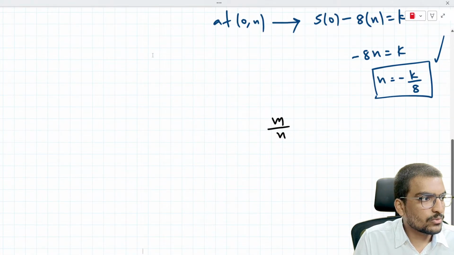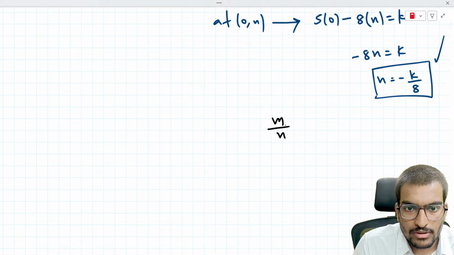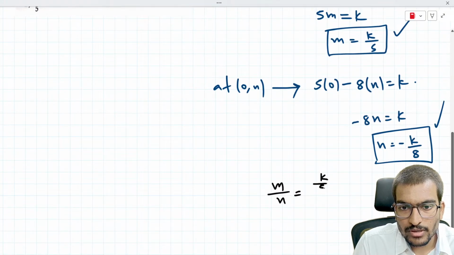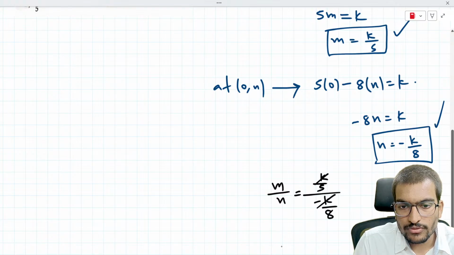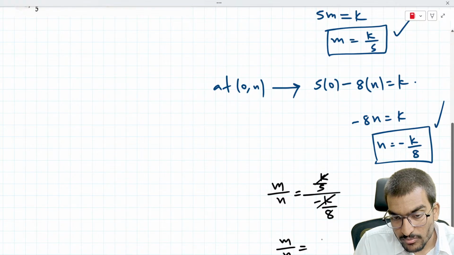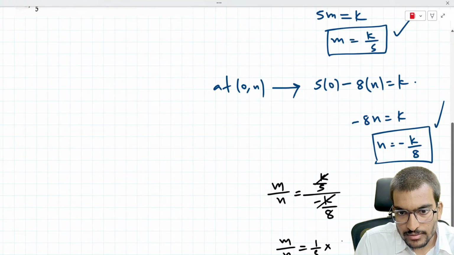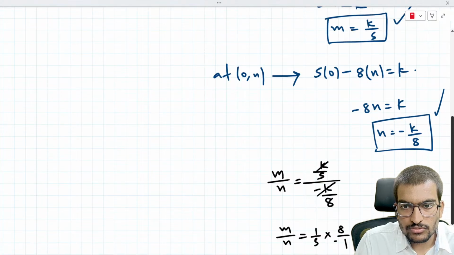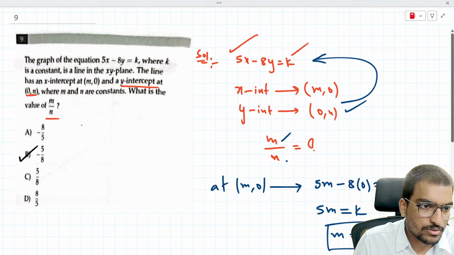I think you can watch this clearly now. M by n, what did we get? The m value is k by 5. So k by 5, whole divided by negative k by 8. K cancels off. So we get m by n equals 1 by 5 times 8 by 1, and there will be a negative still. So m by n equals negative 8 by 5 is the solution, which is option B.